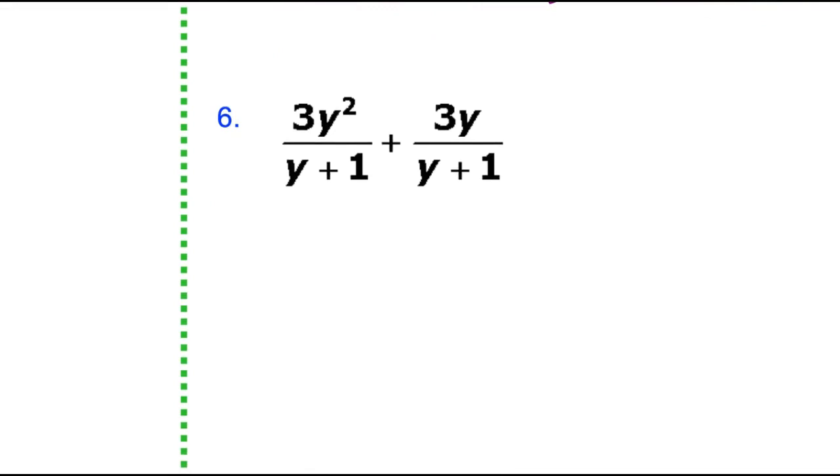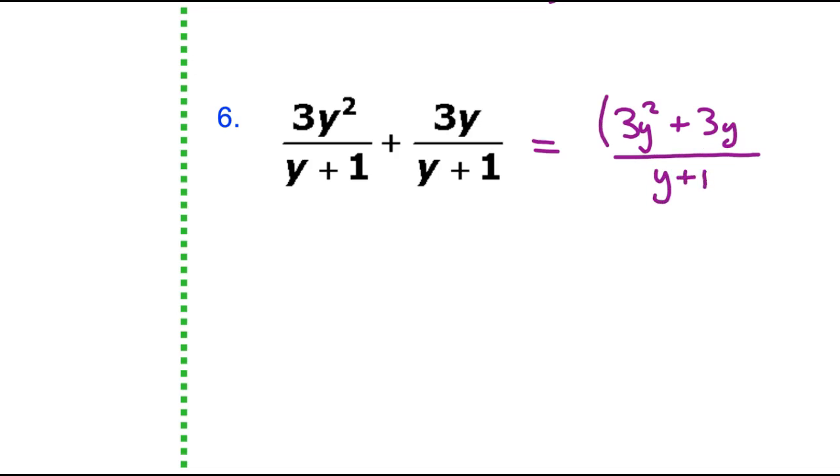Next one. Oh, we got a common denominator. Right. Okay, good. Add those numerators together. I can see people adding these numerators and getting like 6y cubed, can't you? Yeah, you can't do that. Be careful. They're not like terms. You can't just add them. So 3y squared plus 3y, that's just 3y squared plus 3y. You have to leave it like that. I can't combine those. They're not like terms. Over y plus 1.